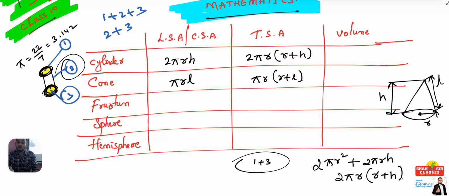So what is the formula to find the volume of a cylinder? Pi r square h. So what is the formula to find the volume of a cone? 1 by 3 pi r square h. See how simple the formulas are. For cylinder it is pi r square h. For cone, only 1 by 3 should multiply. So 1 by 3 times pi r square h. That is the volume of a cone. Any doubts? Understood? Very good.